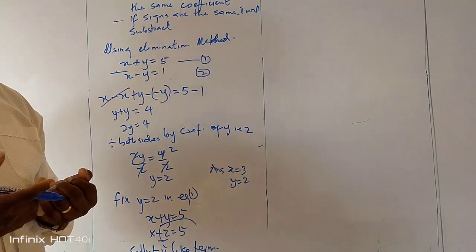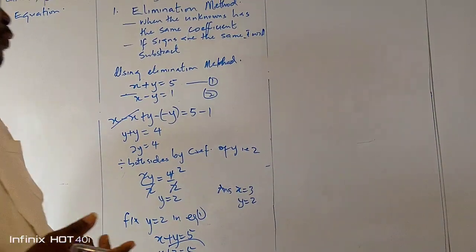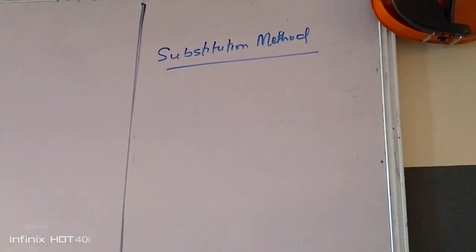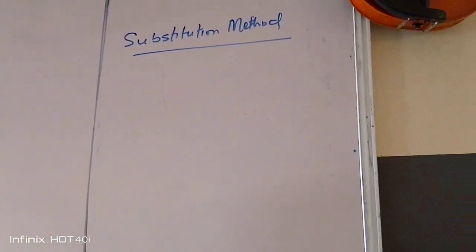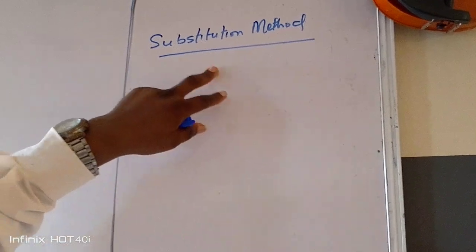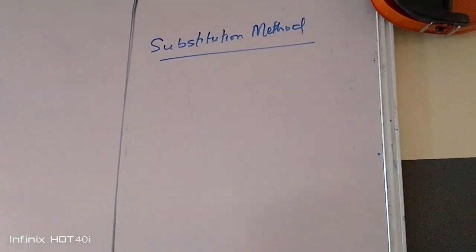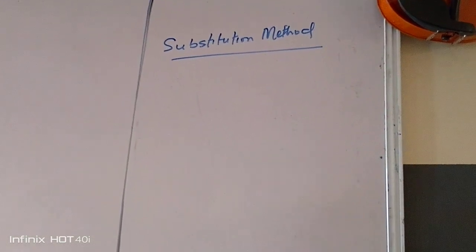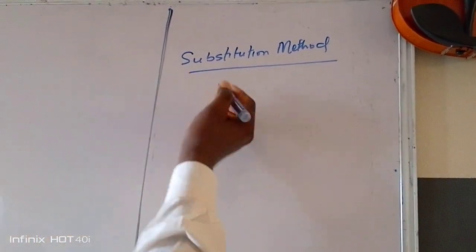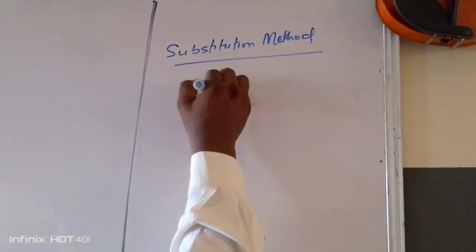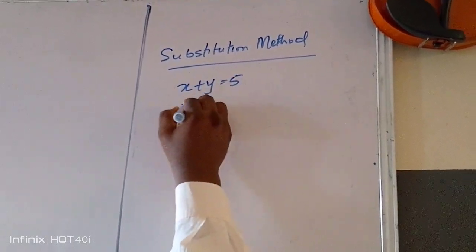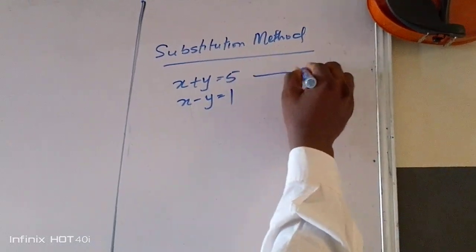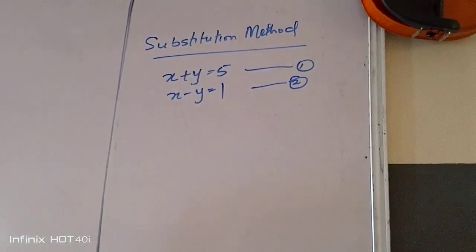Also, we can use the substitution method. So follow me here, to this part of the substitution method. Are you okay? In the substitution method, as the name implies, we use any of the equations, make one of the unknowns the subject of the formula, and then use it to substitute for the other. Let's take the question back. I have x plus y equals 5, and x minus y equals 1. Equation 1, equation 2. Okay?